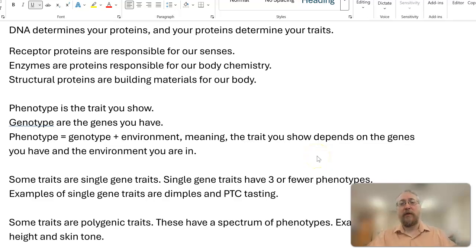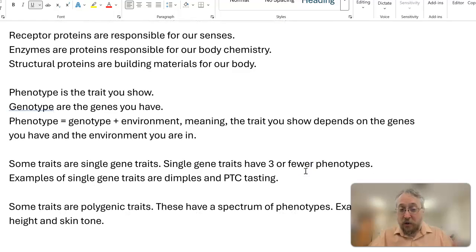Additional vocabulary that goes along with this, since we're talking about traits, is the phenotype, which is the trait that you show as an organism. And genotype is all the genes that you have. And the relationship between phenotype and genotype is that the trait that you show is determined by your genes and the environment, which means your genes and the environment interact to determine your body and features.